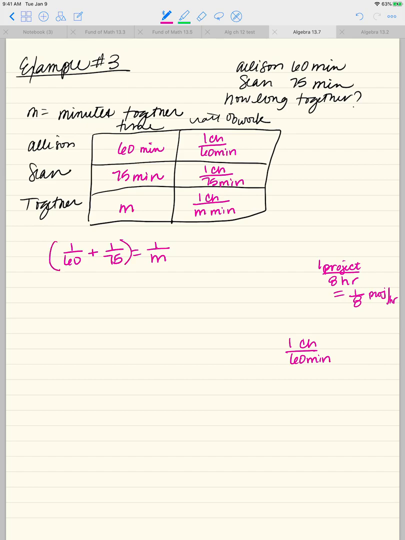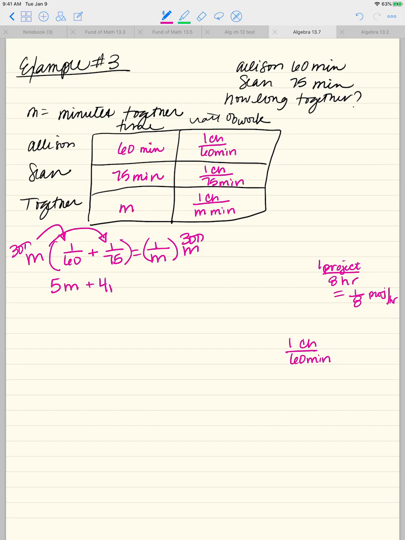Now we need to solve this for M. We're going to multiply everything by M, okay? We're also going to multiply by 300. Now, you wouldn't have to multiply by 300. 300 helps you. Why? Because it's going to help us clear our fractions, and that's what we want. So 300M times 1 over 60, 300 divided by 60 is 5. So 5M becomes our first term. 300M times 1 over 75, 300 divided by 75 is 4.